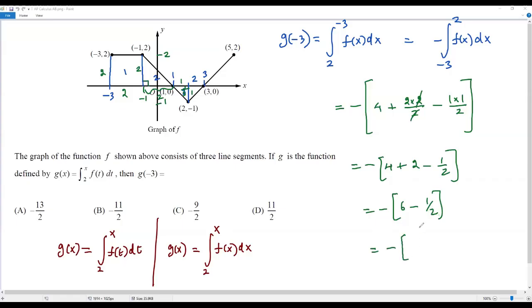Okay, let me do it. Then 2 times 6 is 12, negative 1. Now we can take this 2 as a common denominator. Then I'm getting negative. So 12 minus 1 is 11, and in the denominator we have 2. Okay, I got the value of g of -3. Its value is -11 over 2. We find this -11 over 2 in answer choice B. The correct answer choice for this question is B.